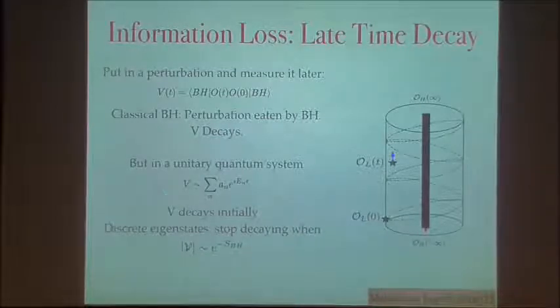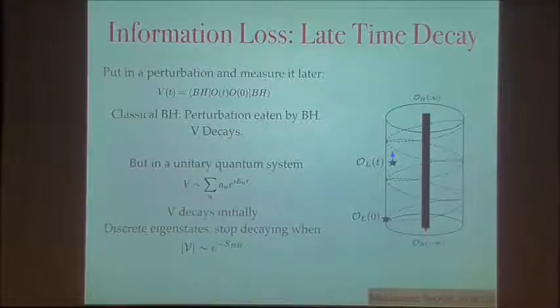But if you wait long enough, the decay should stop because you just have a discrete set of eigenvalues and they cannot completely cancel each other. And that discreteness can be measured by the black hole entropy, which basically tells you in a small interval of energy how many states there are. And you expect that this V should stop decaying when its magnitude is roughly of the order of e to the minus black hole entropy. So this behavior of V stopping its decay is already colliding with your classical expectation that V should just decay.